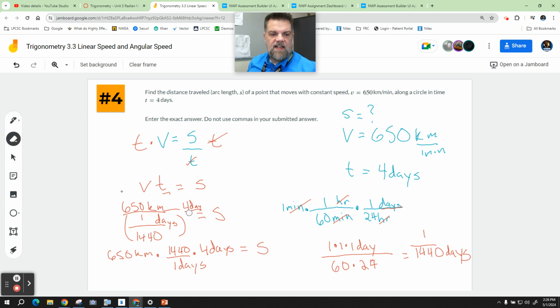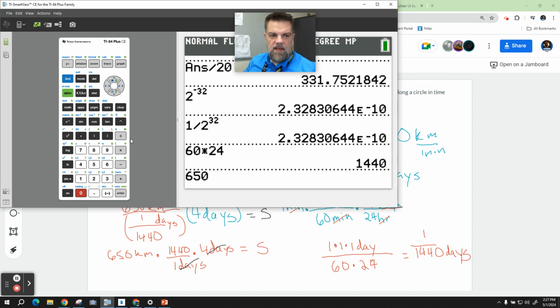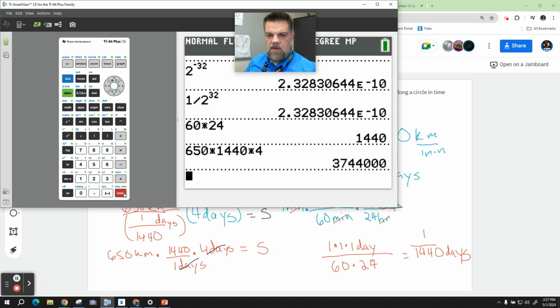I got so excited that we're converting our units. This right here is just the velocity, but this right here, 4 days, is the time. This is the time. So basically I'm going to say 650 times 1440 times 4. And then the days will cancel and I'm left with an answer in kilometers. So I'm going to say 650 times 1440 times 4. It's going to be a big number.